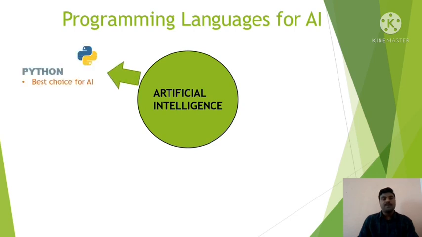The first programming language that we can use for artificial intelligence is Python. It is also known as the most preferred programming language for artificial intelligence, and it is also known as the best choice for AI. So many software programmers or software developers who are using AI depend on Python very much. So they prefer Python more than any other programming language.